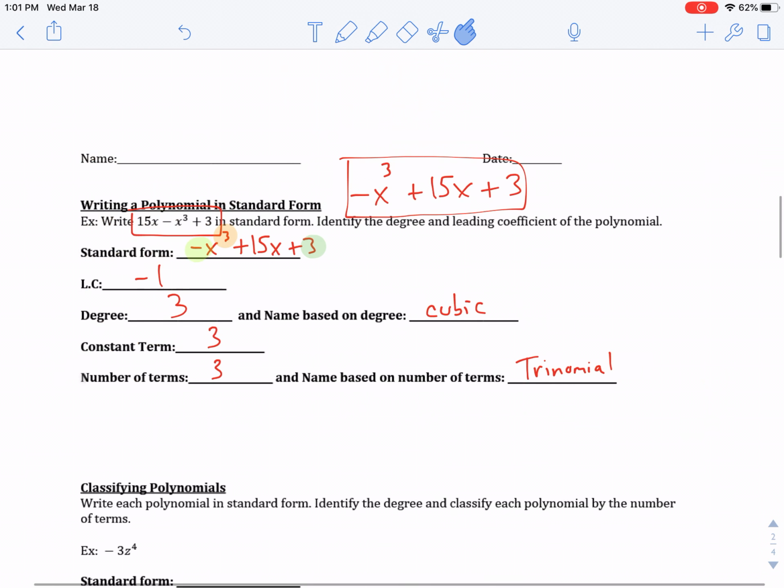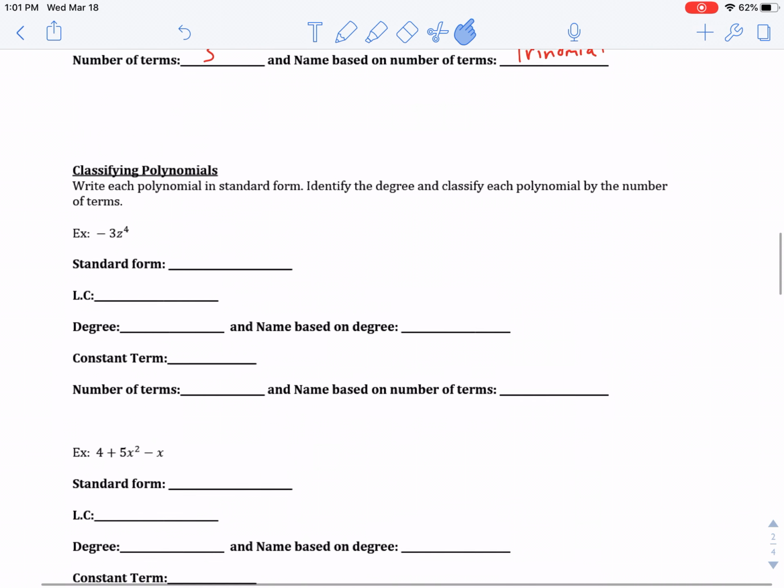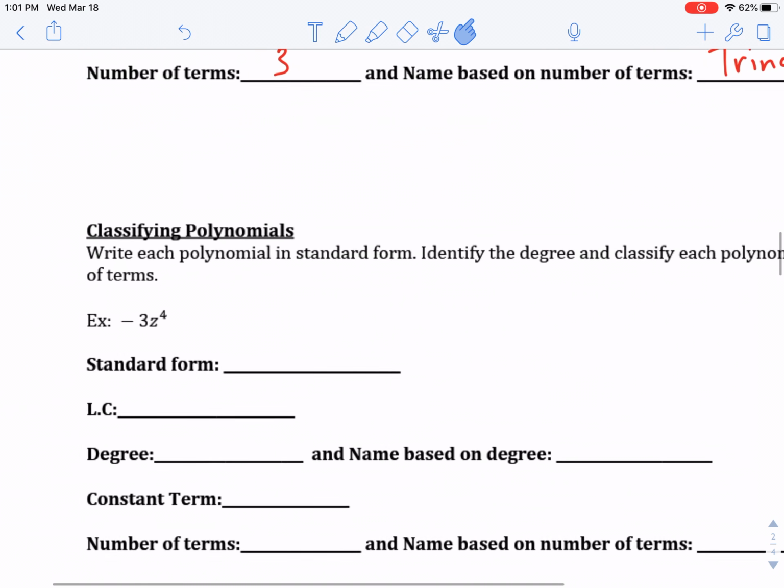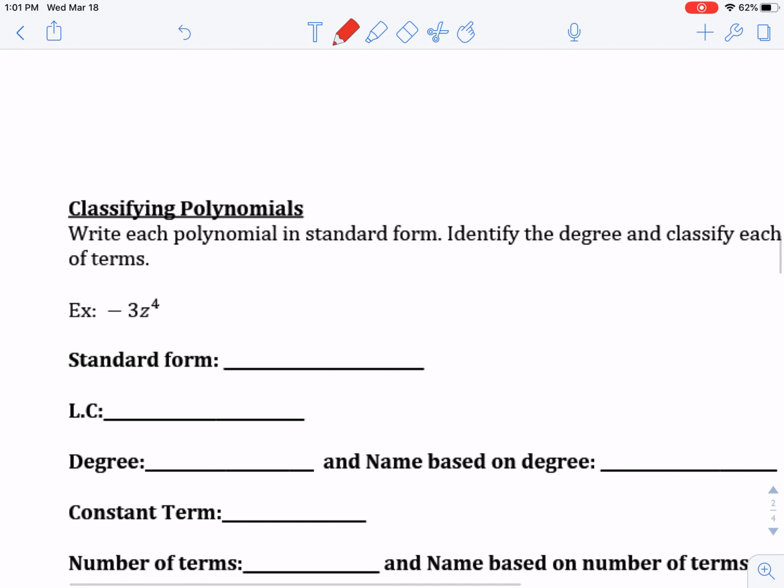Okay. Let's do one more together, and then you could do the rest on your own, and then you'll also have homework tonight. This one has just one term. It's already in standard form.